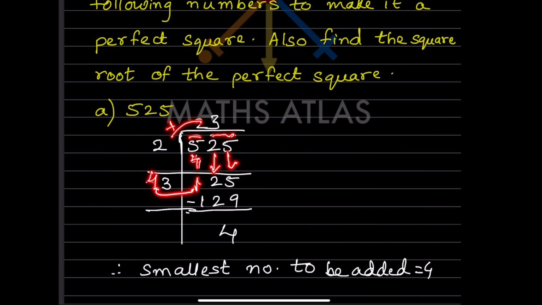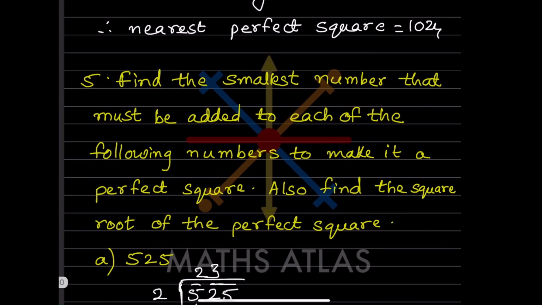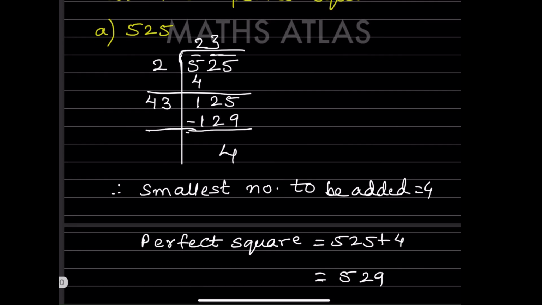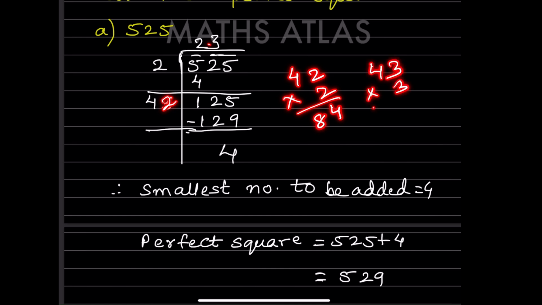So now what we can do, one of the ways, because they said which must be added. So when we take here 42 into 2, that is going to be 84. And when we take 43 into 3, that is going to be 129. This is 125 and this is 129. So we have extra, this is going to be minus 4. So now the smallest number to be added is 4.